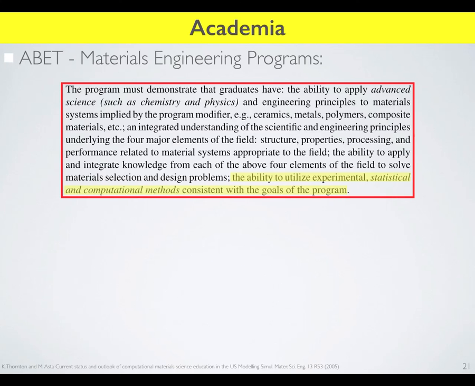Finally, perhaps we're being driven slightly by ABET requirements. ABET is the accreditation body for the material science departments in the United States. One of the requirements for accreditation is that the graduates of this department, undergraduates receiving their bachelor's, are able to use experimental, statistical, and computational methods. And so this course is trying to answer the third part of that.